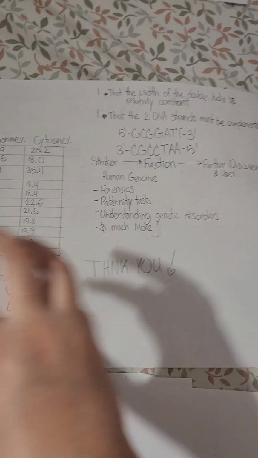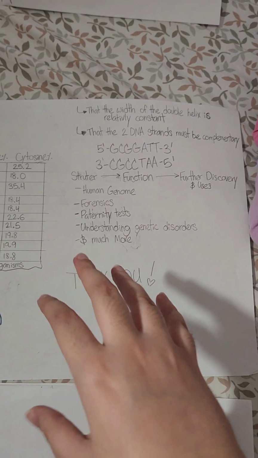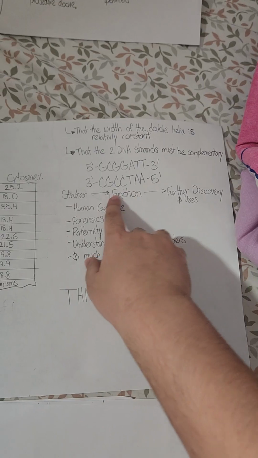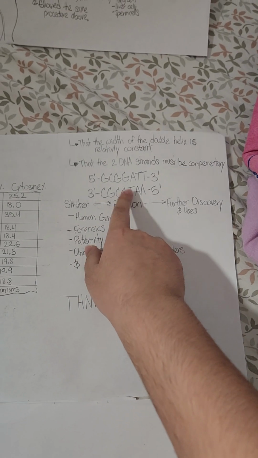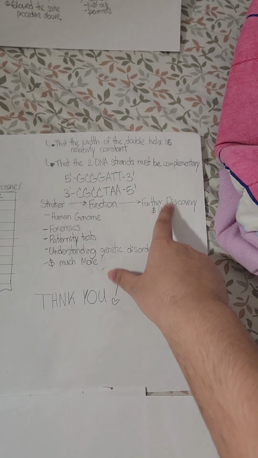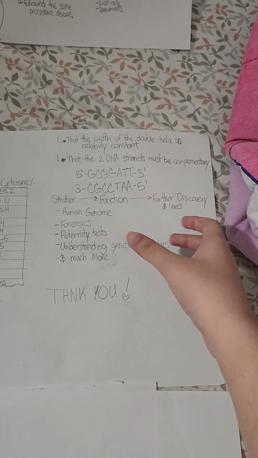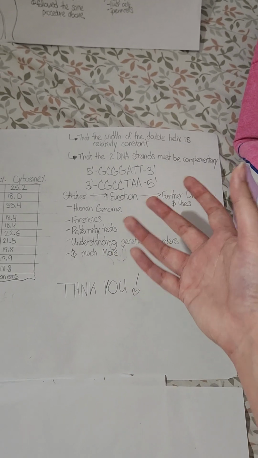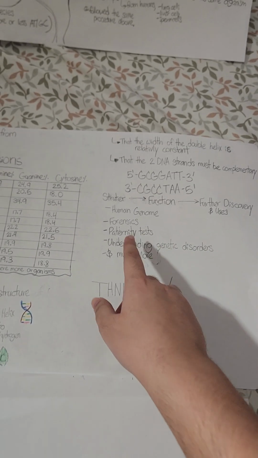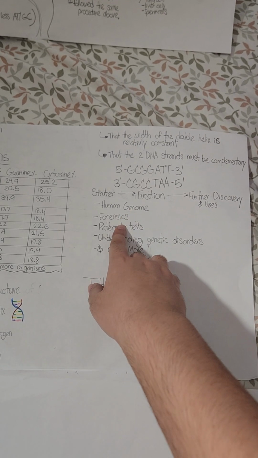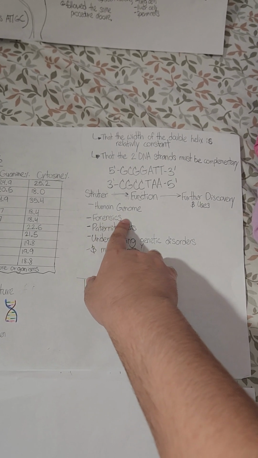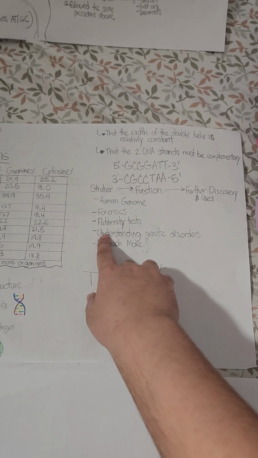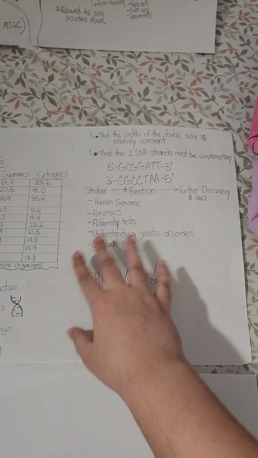Because we know the structure of DNA, we know its relative functions and everything that it can do. And if we know everything it can do, we can discover more things about it and more uses for it for our personal gain. And we have done this. In fact, we discovered the human genome. We use this for forensics, paternity tests, understanding genetic disorders, and so much more.